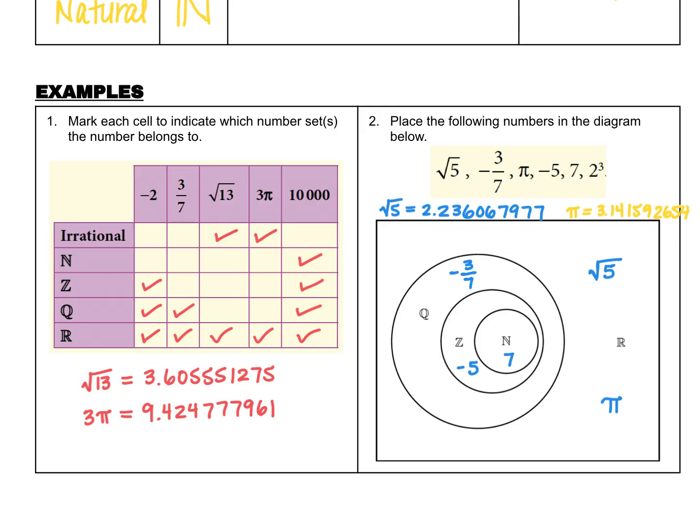We also know that 2 to the power of 3 is equal to 8. And 8 is also a positive whole number, which means it is natural. So we can put 2 to the power of 3 inside of the natural section.